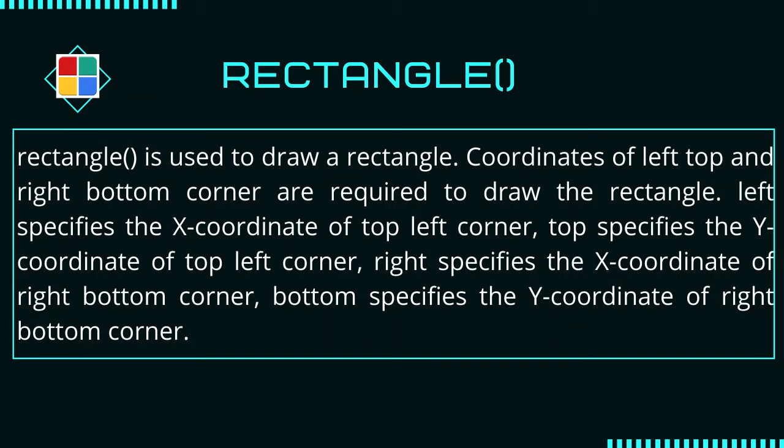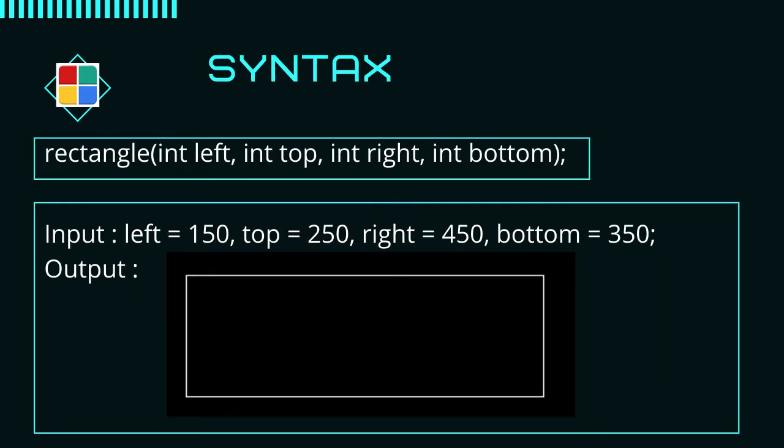The rectangle function is used to draw a rectangle. The coordinates of the left top and right bottom corners are required to draw the rectangle. Left specifies the x coordinate of the top left corner. Top specifies the y coordinate of the top left corner. Right specifies the x coordinate of the right bottom corner. Bottom specifies the y coordinate of the right bottom corner.